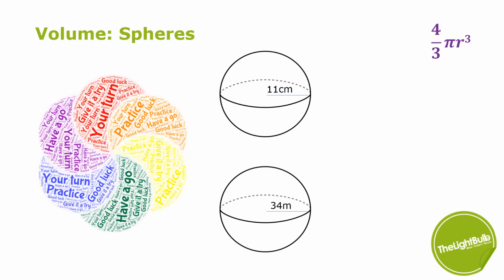Okay. Well, how did you do? 4 divided by 3 times 3.14 times 11 times 11 times 11 should give you an answer of 5,572.45 centimeters cubed. Wow, that's a lot of air in those footballs. Okay, and then I'm going to give you 10 seconds to look at the next one. Obviously, feel free to press pause, and we'll run through the answers shortly.